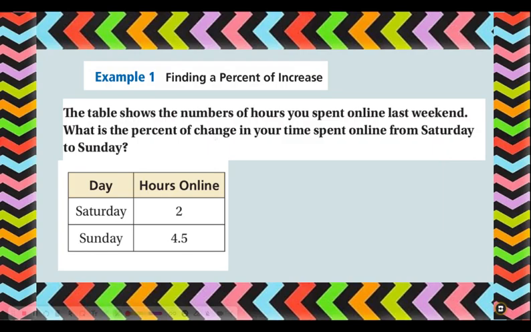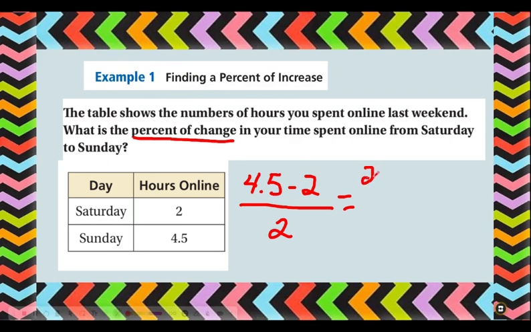The table shows the number of hours you spent online last weekend. What is the percent of change in your time spent online from Saturday to Sunday? So I can see it's a percent increase. So I'm going to subtract the two numbers and then put it over the original, which was Saturday, which is 2. So 4.5 minus 2 is 2.5 divided by 2. 2.5 divided by 2 is 1.25.